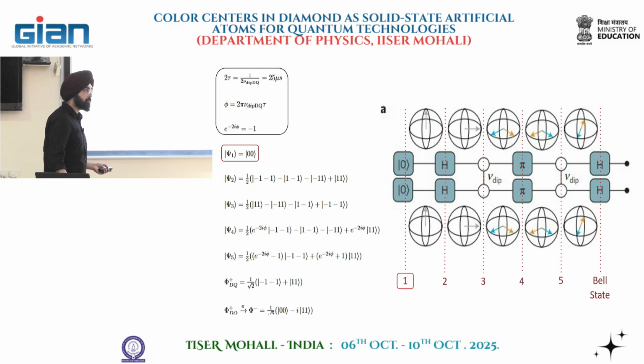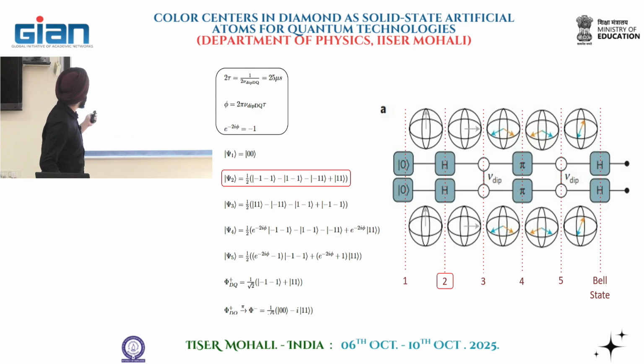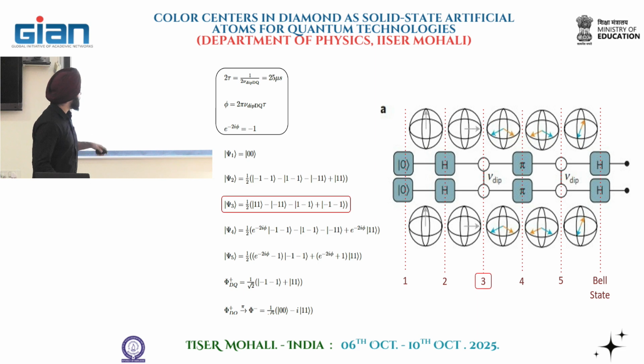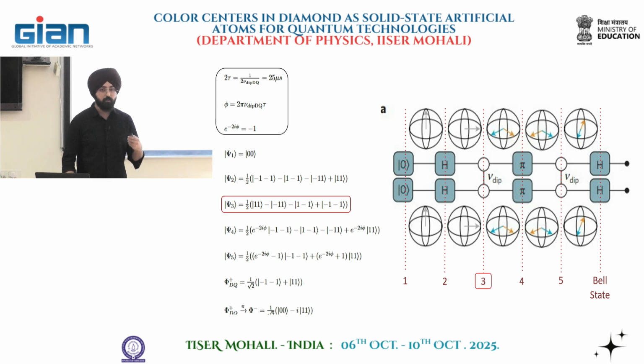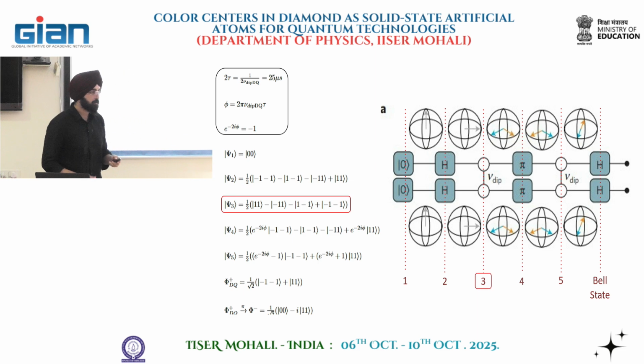So we start with the 0, 0 state, and this corresponds to this point in the circuit. The first 0 represents the state of the first NV center, and the second 0 represents the state of the second NV center. When we apply a pi by 2 pulse, both of these are put in a superposition of +1 and -1, and we get a product state corresponding to this. After that, we leave that system for phase evolution under the coupling of the two NV centers.